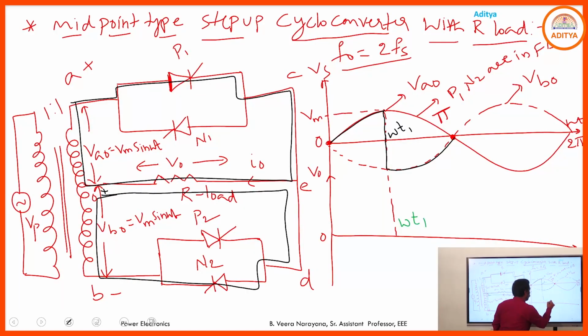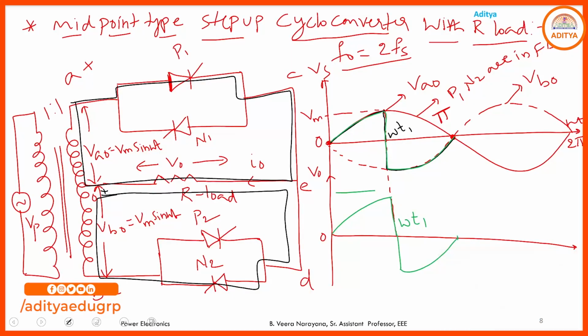This is omega T1. Here, this is the output voltage, like this. This one is due to the conduction of P1, and this one is due to the conduction of N2. Next, from pi to 2 pi, we have the negative voltage across the thyristors.